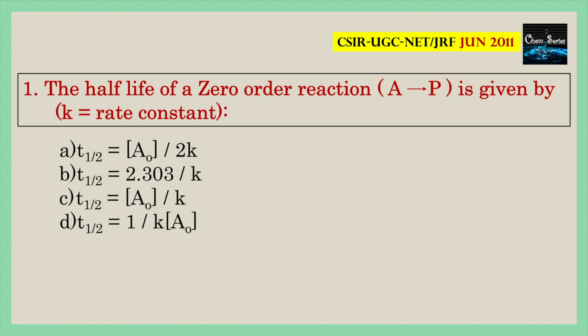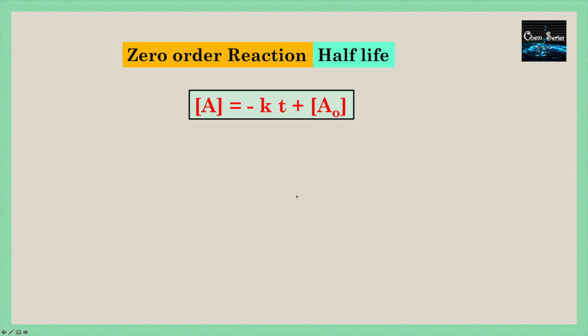Okay. So now let's go to our first problem from CSIR June 11. Here they have asked us the half-life of a zero-order reaction A gives P, that is product. They have given 4 options, so we have to find out which is the right option. And we have already seen this in part 2 of chemical kinetics, the zero-order reaction half-life. This is the final equation that we have derived.